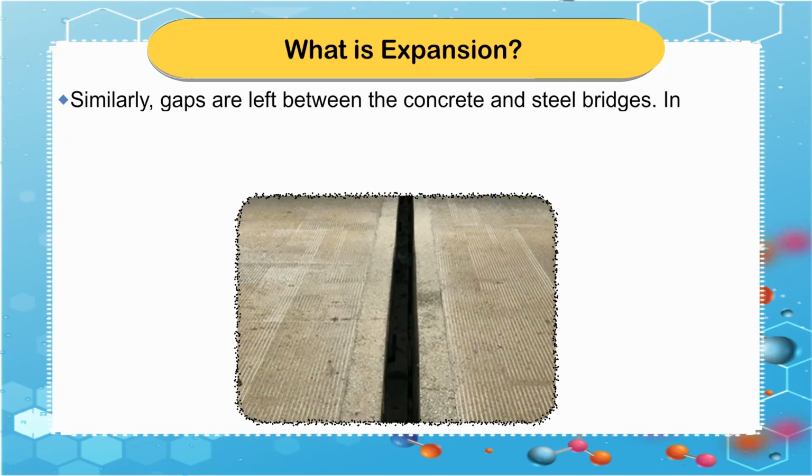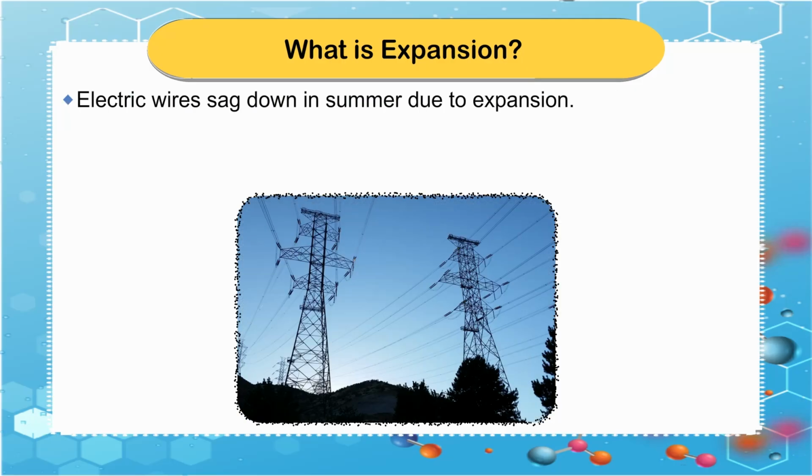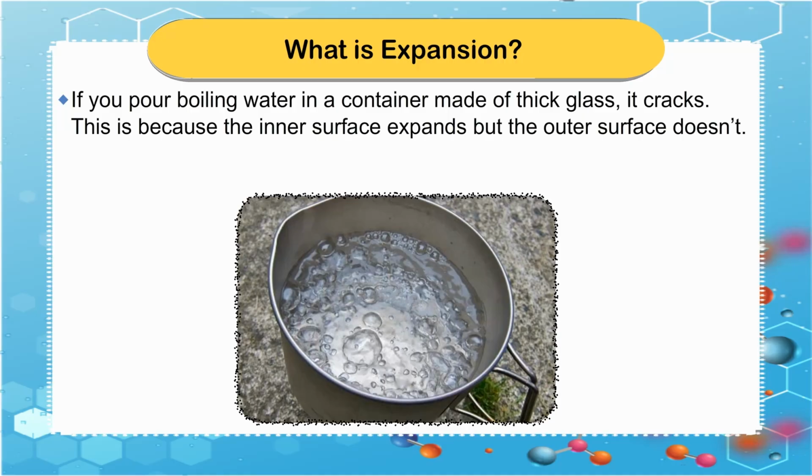Similarly, gaps are left between the concrete and steel bridges. In summer, the bridges become longer due to expansion, and in winter, they contract. Electric wires sag down in summer due to expansion. If you pour boiling water in a container made of thick glass, it cracks. This is because the inner surface expands, but the outer surface doesn't.